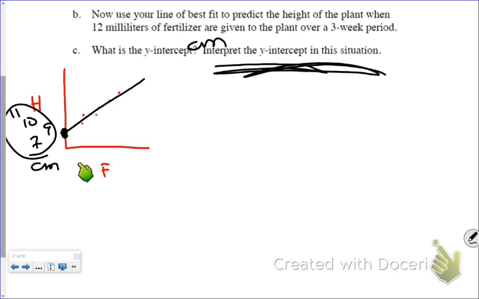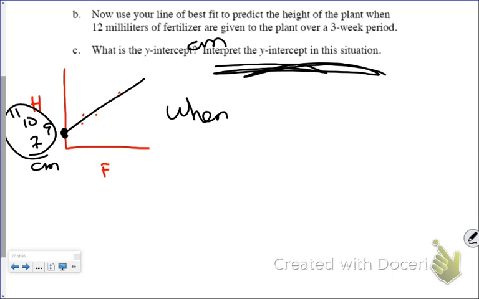All right, let's interpret this. How much fertilizer is given on the y-intercept? Or how much fertilizer is used? What was that number? How much fertilizer is used on the y-intercept? 0 fertilizer. So, let's interpret.